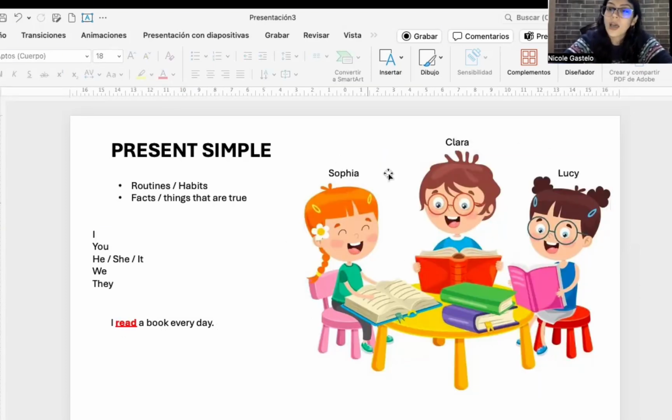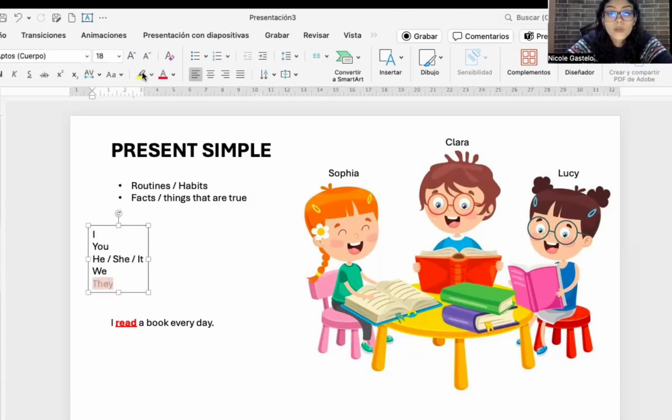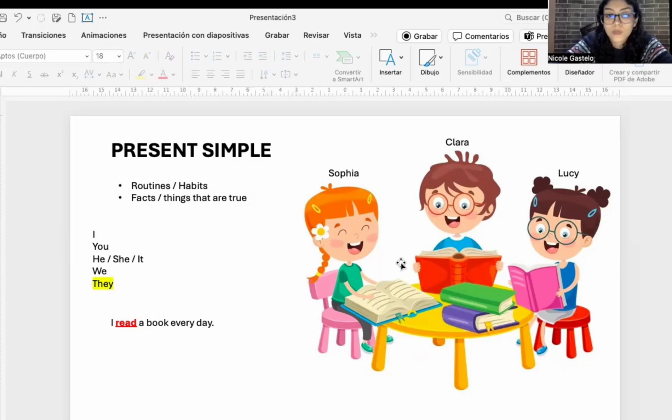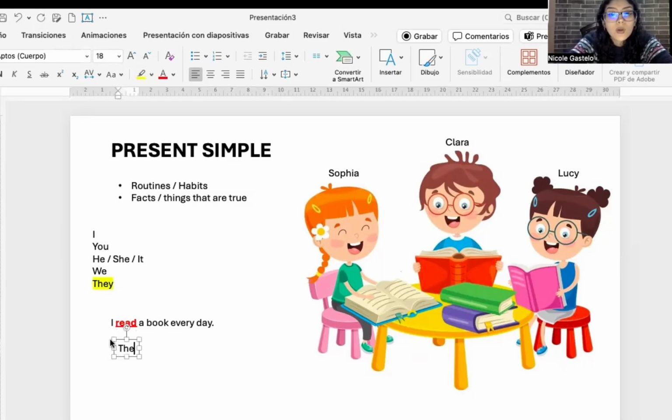Take a look at this picture. This is Sophia, this is Clara, and this is Lucy. What pronoun am I going to use now? I'm going to use the pronoun they, ellas, ellos, plural. Then I will say, they read a book every day.